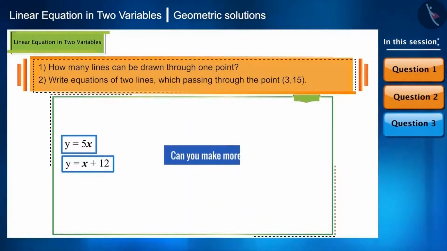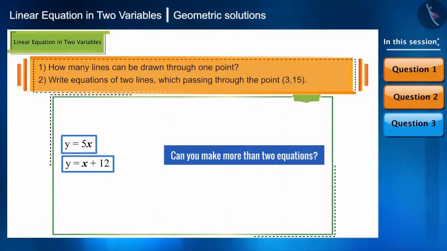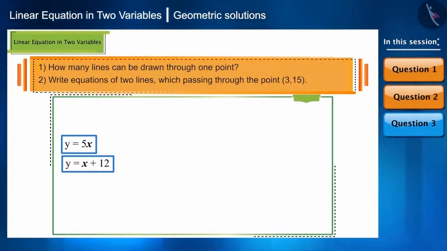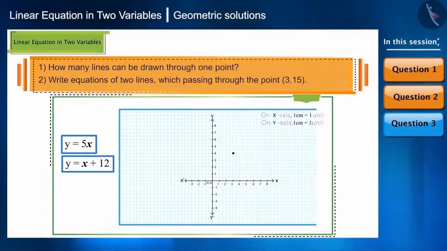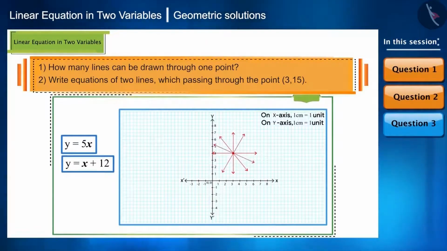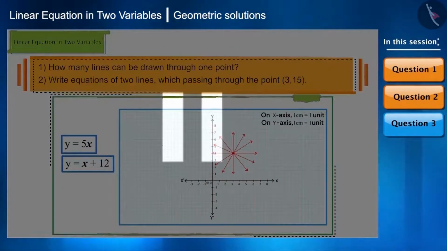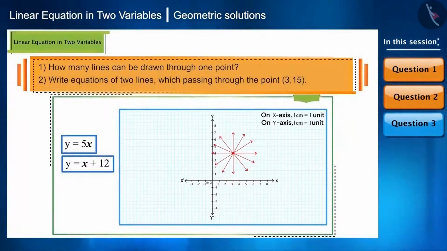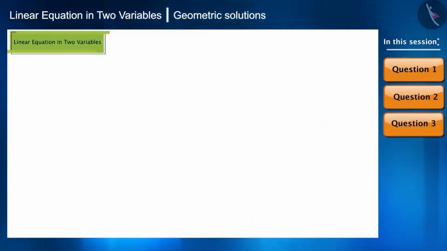Friends, can you make more than two equations? Can we establish any other relation between them? As we just saw, infinite number of lines can be drawn from a single point. Similarly, there can also be infinite relations between them. You can try to create more equations after pausing this video. Friends, let's move ahead and look at the next question of this session.